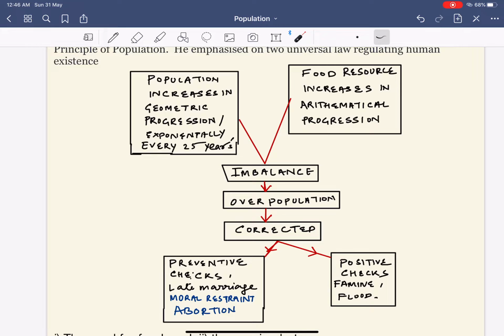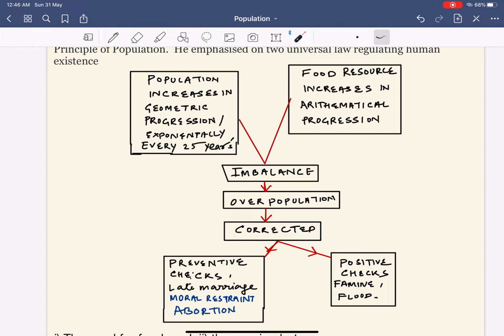Now let us understand. Malthus first said that the population increases in a geometric progression. Why? Reproduction leads to an increase in population, and he says that this population will increase in a geometric progression, exponentially, every 25 years. How do I explain this? If this is 1, that is 1 crore, then after 25 years it will be 2, then after 25 years it will be 4, meaning it will keep on doubling itself within a constant time period of 25 years. It is simple. You do not need to explain this, just write the statement.